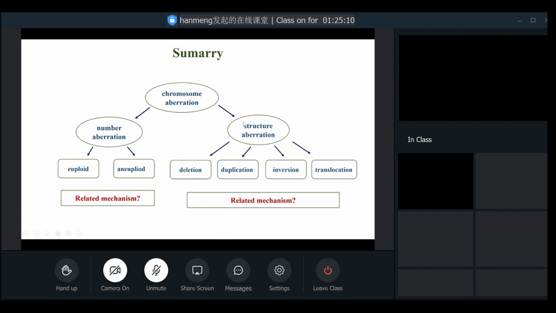Actually, structural aberration has other types, for example the ring chromosome and the dicentric chromosome, and so on. After class, you can search for other types of structural aberration by yourself. In our class, you should grasp deletion, duplication, inversion, and translocation, and their related mechanism, which is the breakage and rejoining of fragments.